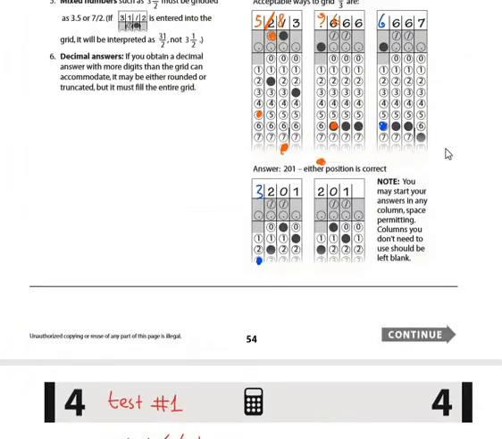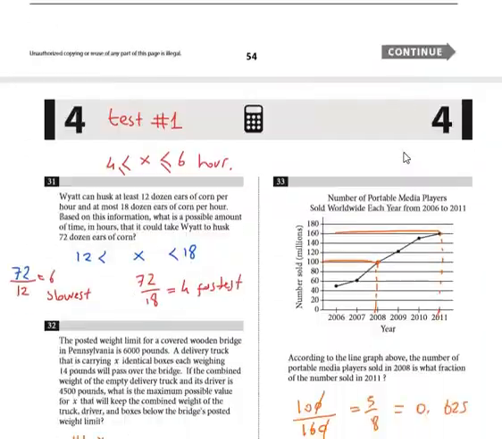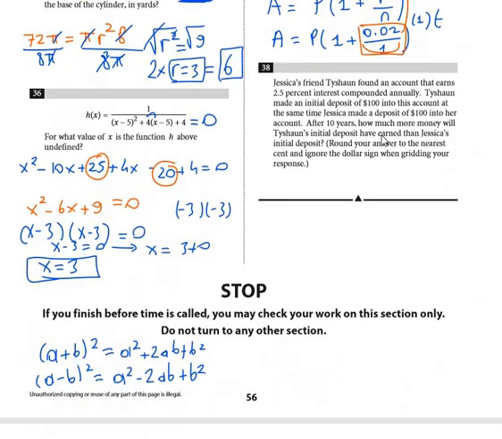So you're going to go to your answer sheet, for that specific question 0.02. You're going to bubble 0.0 and 2 on your answer sheet. Okay, let's see the last question.